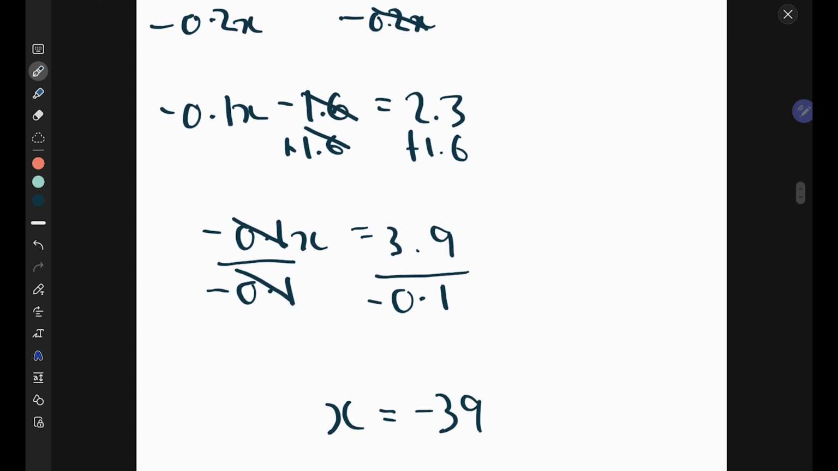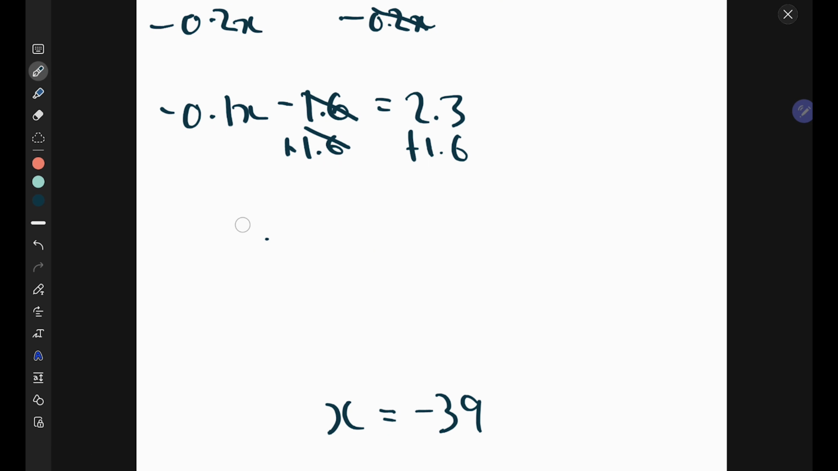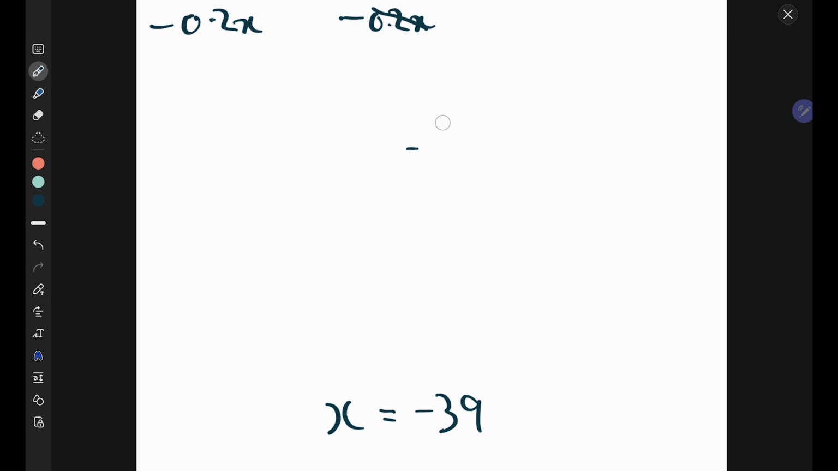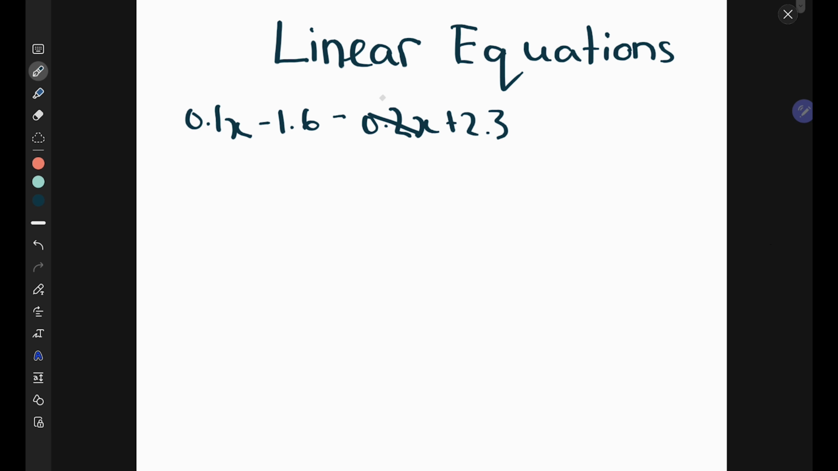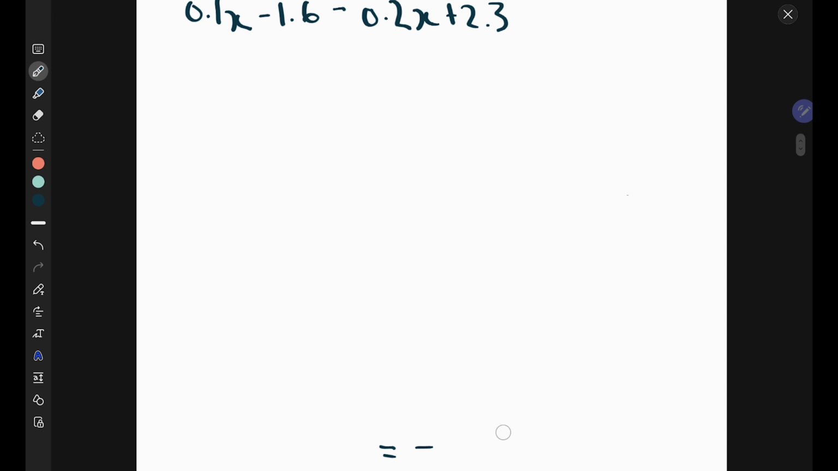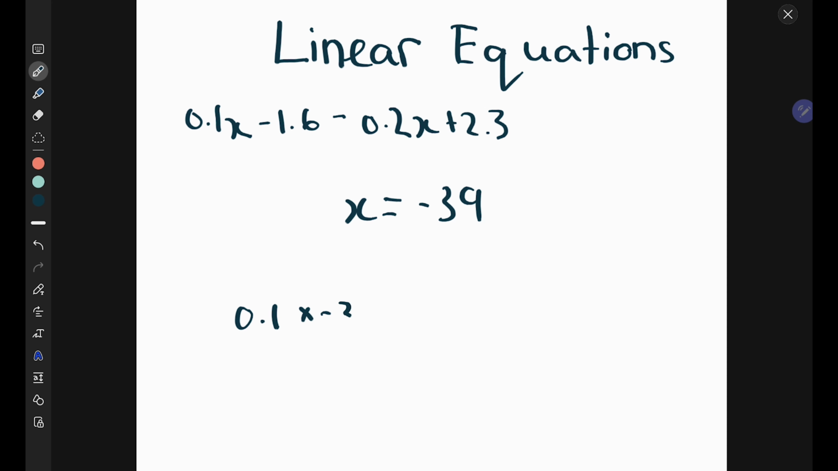If you don't believe me, I'm just going to check if that is true. Wait, let me just remove these. Oh, great. Okay. So we have x equals minus 39. I'm just going to do this on a calculator. So this basically becomes 0.1 times minus 39 minus 1.6 equals 0.2 times minus 39 plus 2.3.